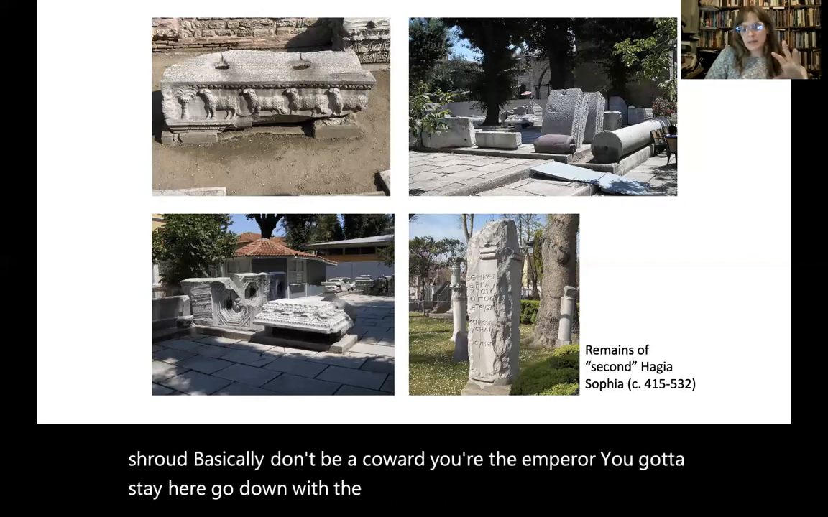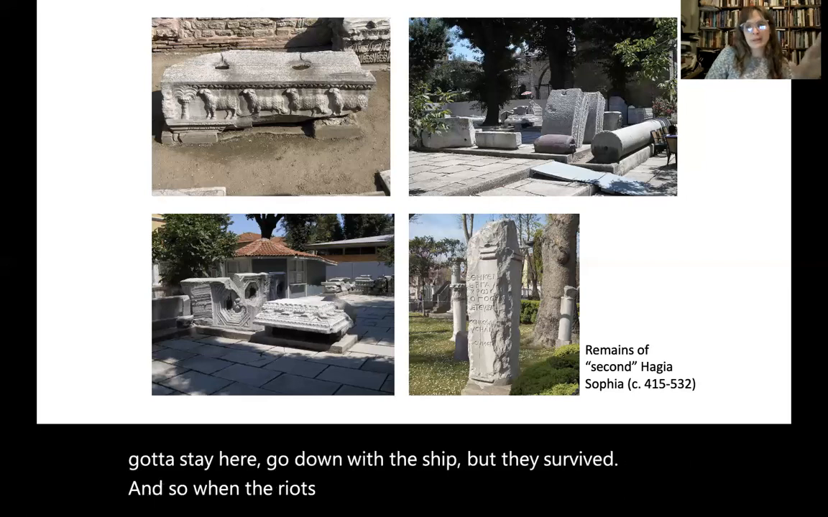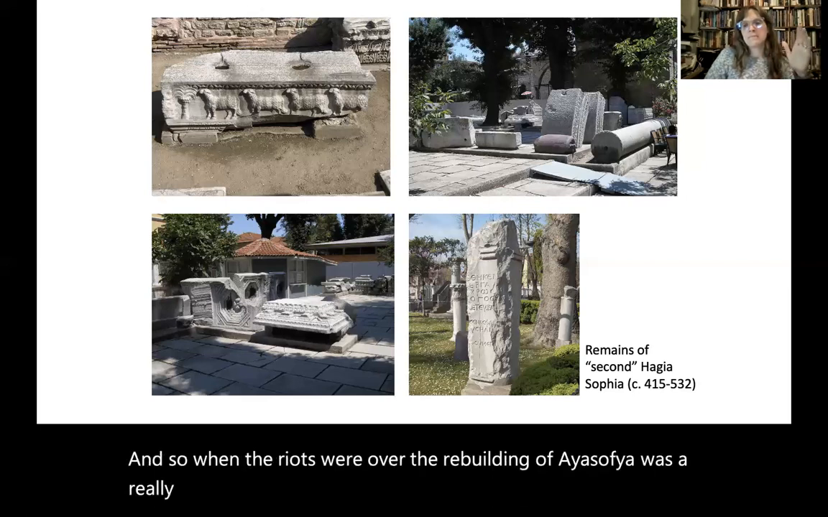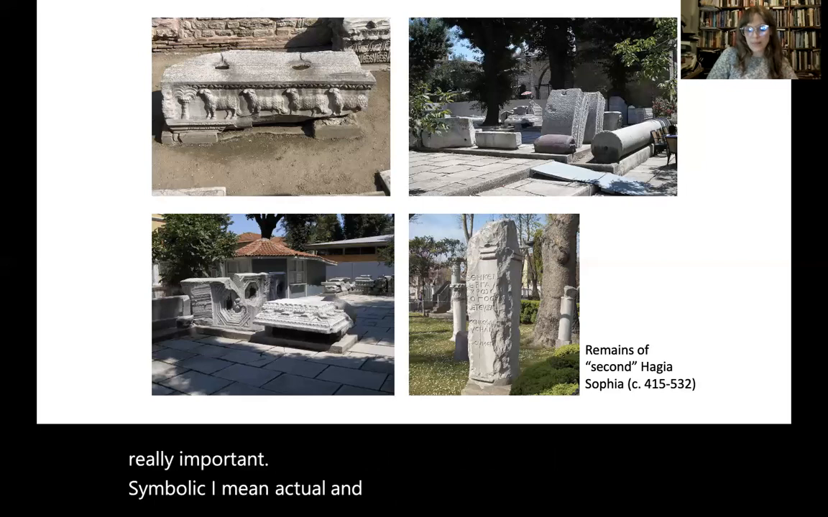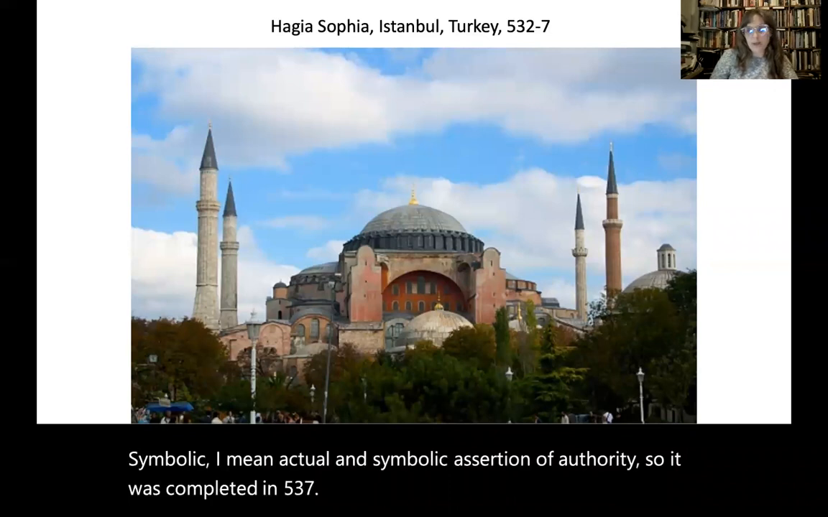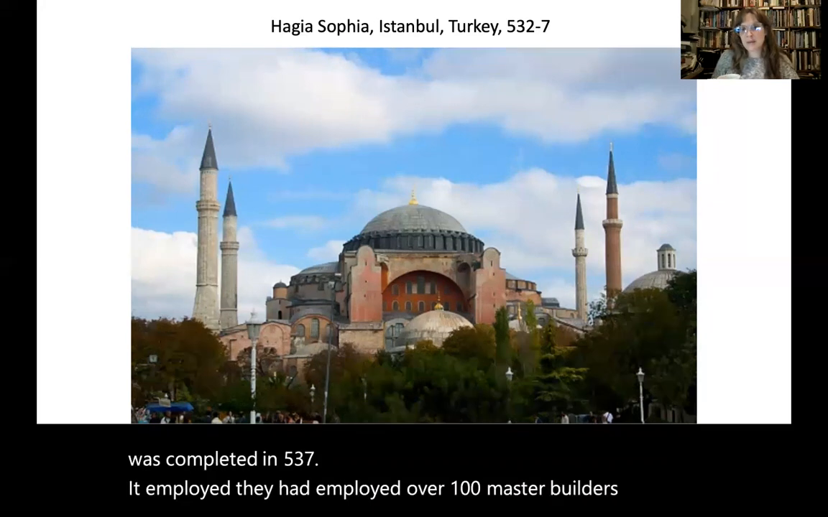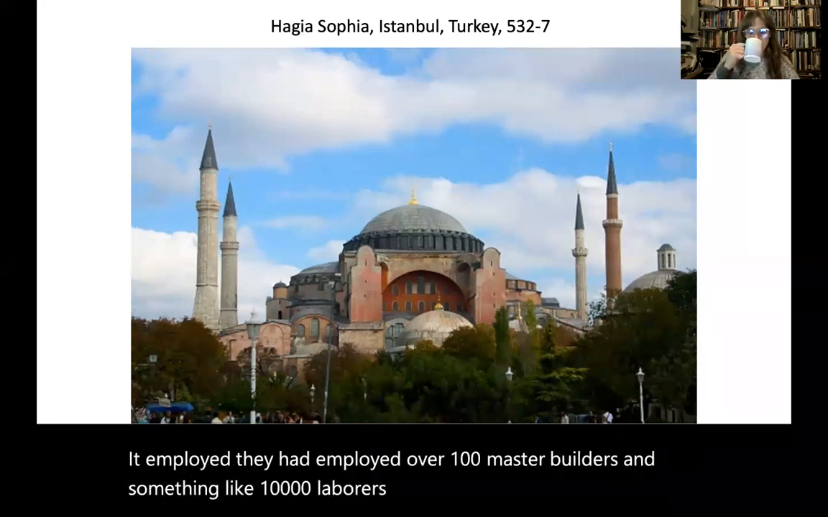But they survived. And so when the riots were over, the rebuilding of Hagia Sophia was a really important, actual and symbolic assertion of authority. It was completed in 537. They had employed over 100 master builders and about something like 10,000 laborers to build it in 5 years.